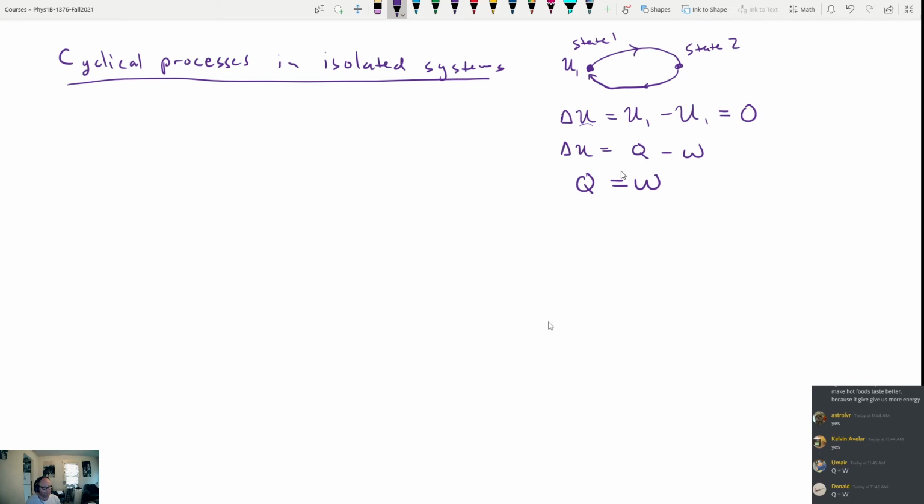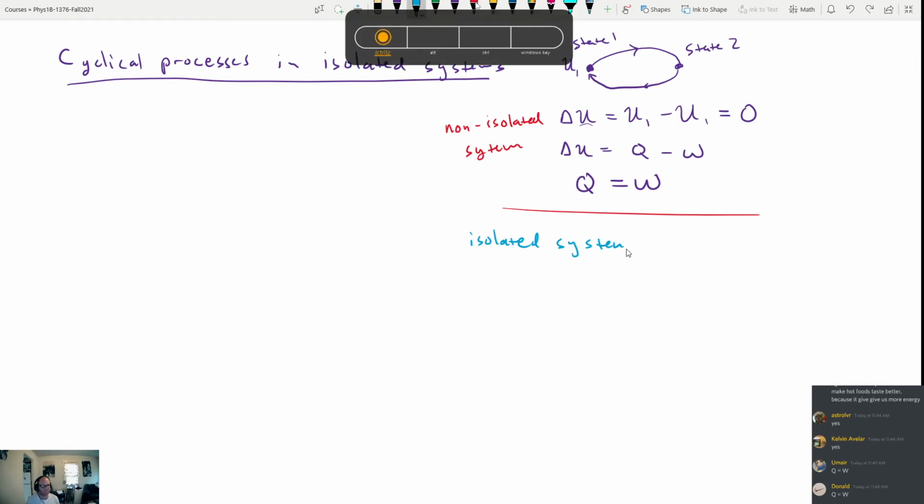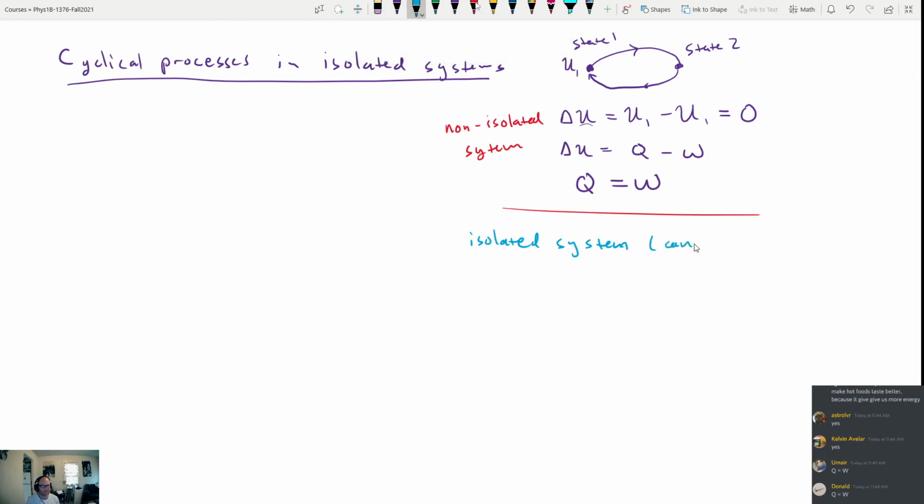All right. Another possibility is if you have an isolated system. If you have an isolated system, what's the change then? So this is for a non-isolated system, something that's actually connected to its environment. So let's talk about what happens in an isolated system. This is a system that cannot exchange heat with its surroundings. An isolated system can't exchange heat and can't do work on its surroundings.